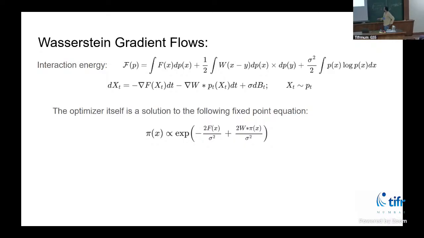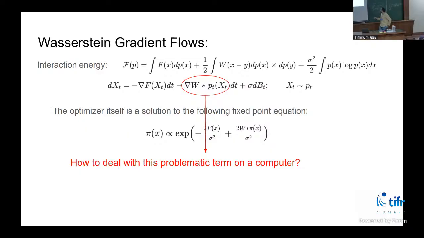Okay, so we know that the optimizer to this, under certain conditions, is a solution to the following fixed point equation. You see, if it was just Langevin Gibbs sampling, this term would not be there, so it's not self-referential. Pi of x doesn't appear on both sides, right? But now this is an answer to a fixed point equation, and pi of x appears on both sides. So the rest of the talk is about how we algorithmically deal with this problematic term when we are simulating this on a computer.